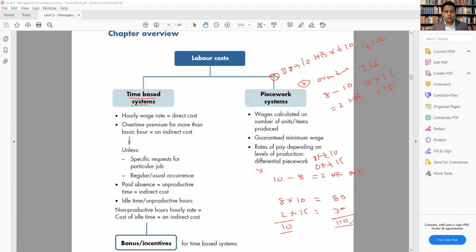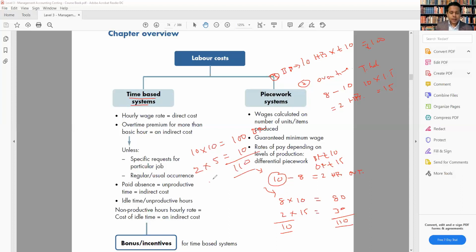But remember, when we calculate the labor cost from the accounting point of view, we do it a little bit differently. So we don't do it like that. Rather than doing it this way, we say you work 10 hours. So 10 hours times 10, so 100 pound is your basic pay. And the 2 hours you work overtime, for the overtime you get 5 pound extra per hour. So that will be 10. So your total payment will be 110.